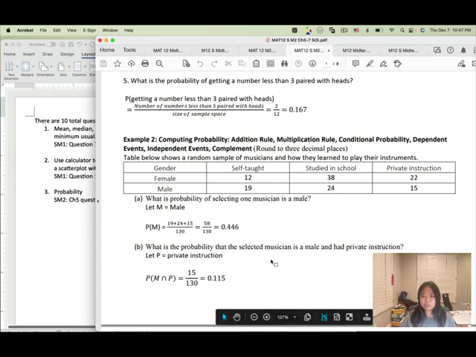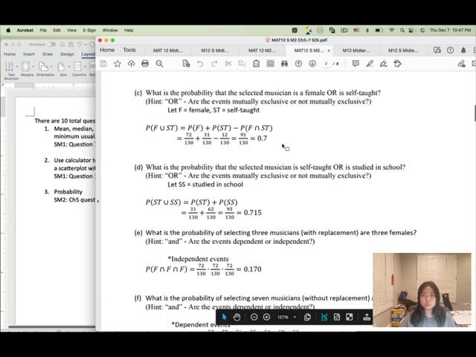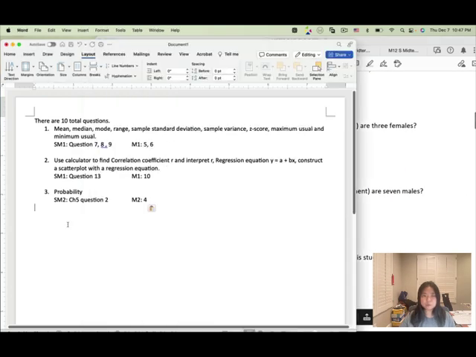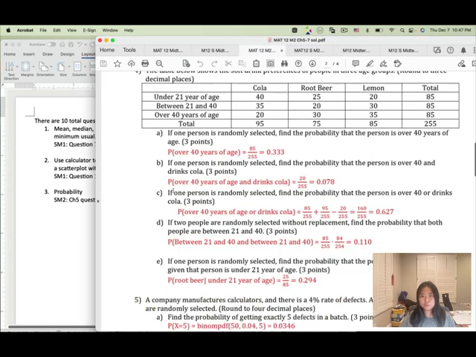Okay, like the B here, I'm looking for male and private instruction. So write it down, probability of male and private instruction. Okay, so all your work, and then round to the decimal place in here. Okay, so this is a really good example. Also, you can review the midterm 2, number 4. Midterm 2, number 4 here. Okay, typical questions.